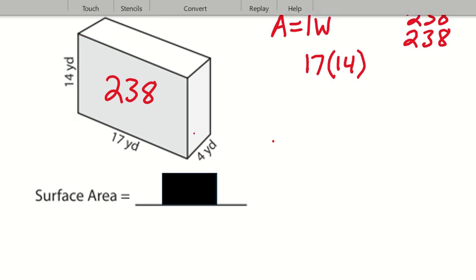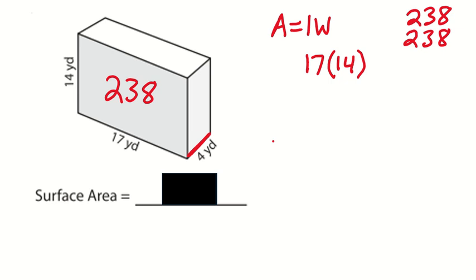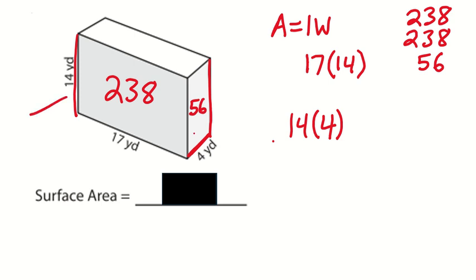Okay, so we have this rectangle right here that has a width of 4 yards, and we're going to multiply that by a length of 14 yards. See, this line is congruent with this line, so it's going to be 14 times 4. So let's do that on our calculator. 14 times 4 is 56. And that's the area of this side, but this side is also 56. So we can add up 56 twice.